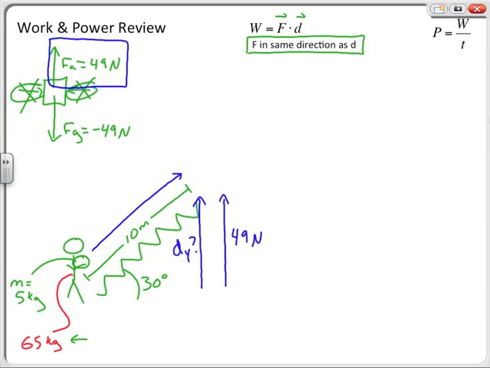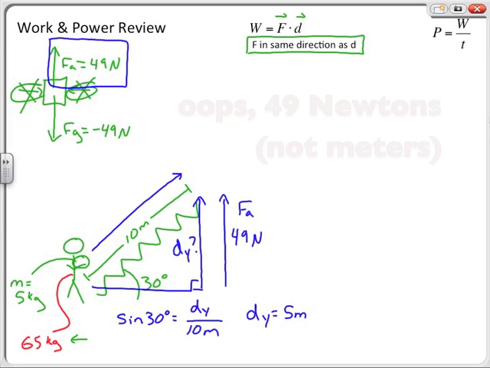To find that, I'm making a triangle out of this with a 90-degree angle over here, and I'm going to say that the sine of 30 degrees is equal to the opposite side, that's my dy, the thing I want to know, divided by 10 meters. I picked a nice number here, so my dy is equal to 5 meters exactly. I also know that my F, the force that I'm applying to this thing, which is also in the y direction, the vertical direction, is 49 newtons.